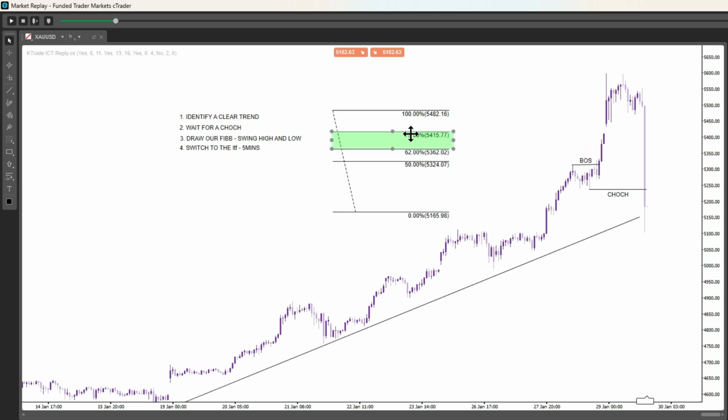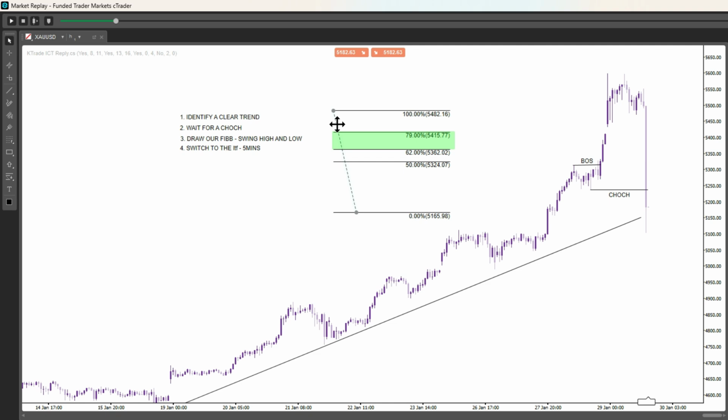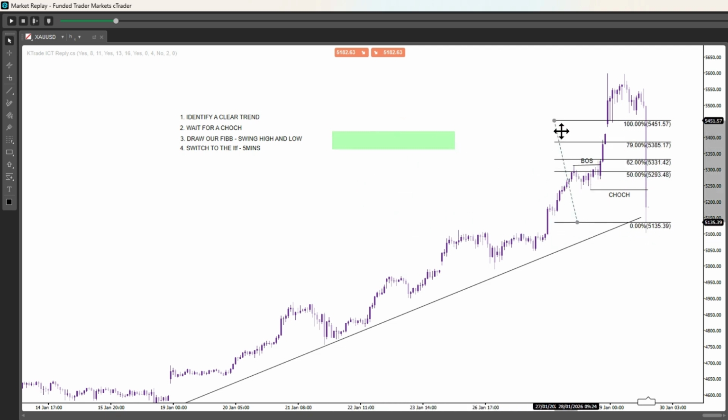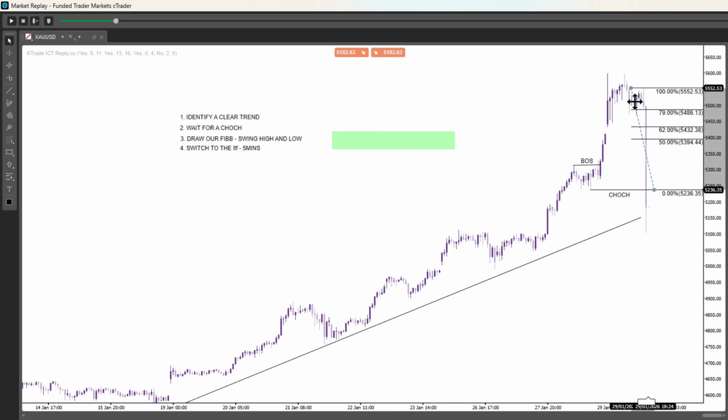All right, so the next thing we're going to do is pull our fib. We're going to pull our Fibonacci retracement. So I'm just going to drag this, from the high to the low, as you can see on the screen.